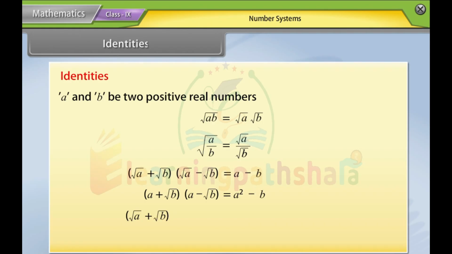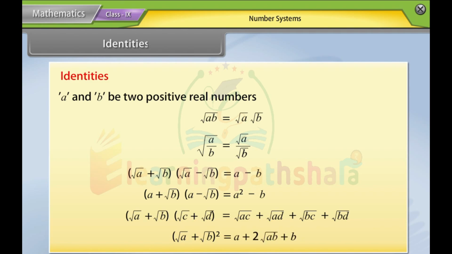Square root of a plus square root of b, into square root of c plus square root of d, is equal to square root of ac plus square root of ad plus square root of bc plus square root of bd. Square root of a plus square root of b, whole square, is equal to a plus 2 square root of ab plus b. We can use these identities to solve many expressions.